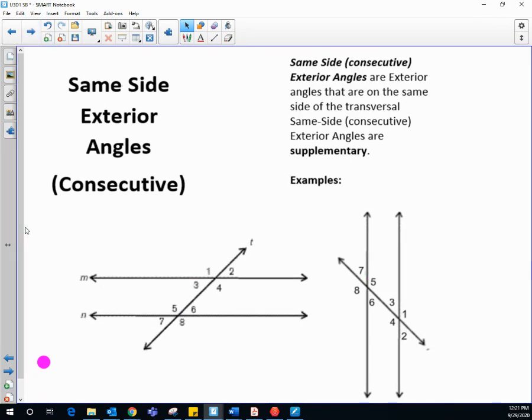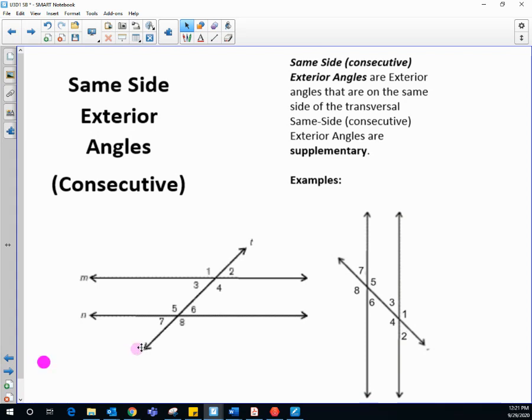All right, our next one are same side exterior angles. So now we have to be on the same side of the transversal, on the exterior of the parallel lines, and these are also supplementary. You might also see this called consecutive exterior angles, same like before. And then same sides are supplementary, so remember all that S, same side supplementary.